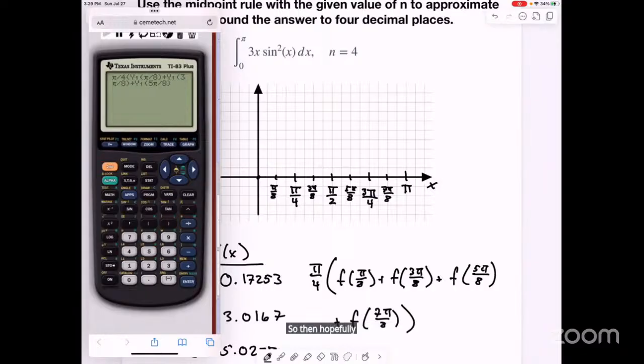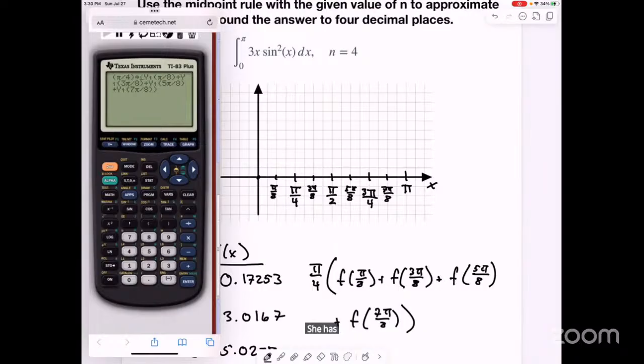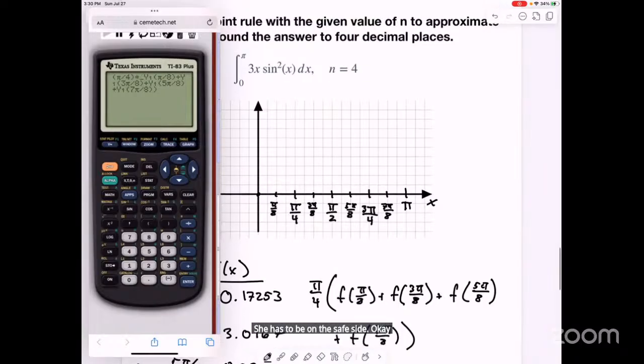So then hopefully my keystrokes are good. Plus evaluate the function when x is 7 pi over 8. Okay, close off my main set of parentheses. Cross our fingers. This should be okay, but I'm going to insert some parentheses up here as well, just to be on the safe side. Okay, so then we get an approximation of 4 decimal places, 4022.